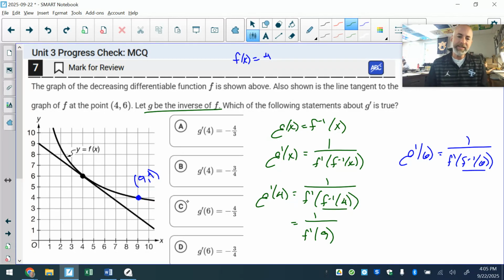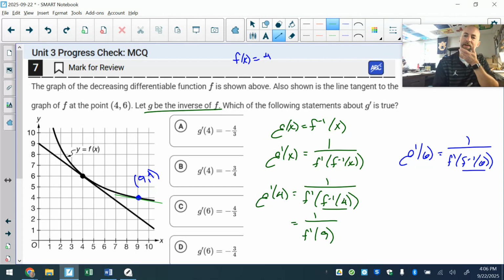And then the problem I'm going to have here is f prime of 9. I would need to know what the slope of the function is right there at that point, and I can't get that. I don't have information in this graph to be able to know for sure what that slope is. So I'm kind of abandoning the g prime of 4. I think g prime of 6 is going to be one of the right answers.